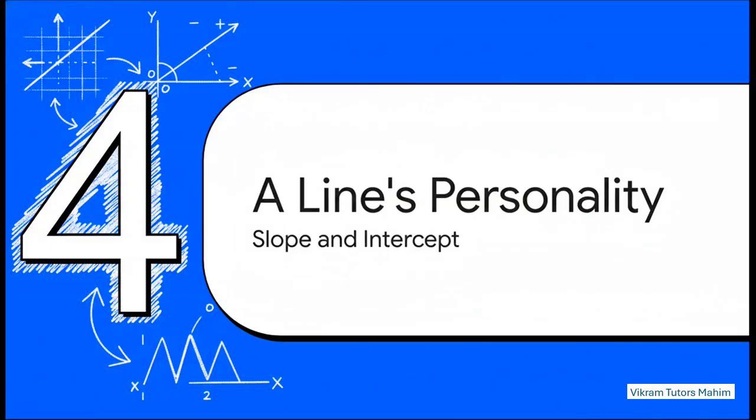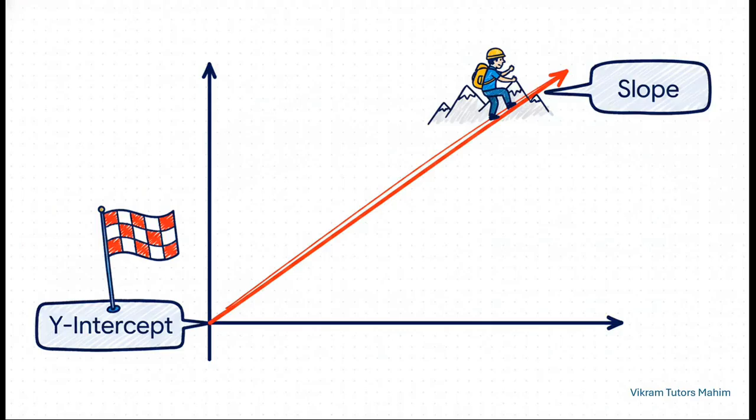Okay, so great. Equations can make lines, but not all lines look the same, right? Some are super steep, some are almost flat, some go up, some go down. How can we use math to describe their individual personalities? Well, it turns out every single straight line has a personality, and you can describe that personality with just two key traits.